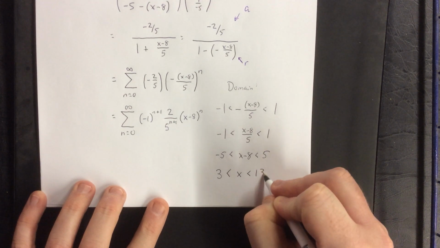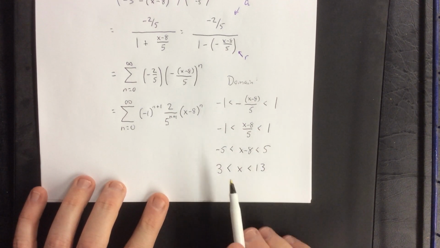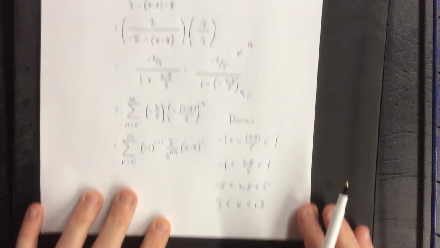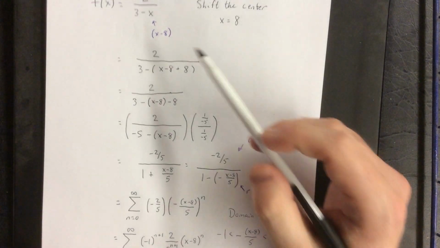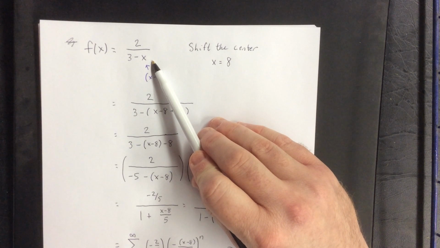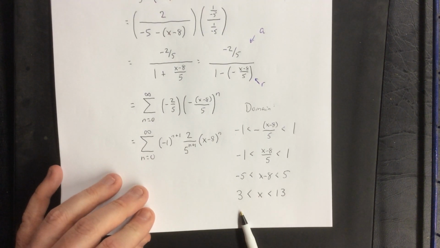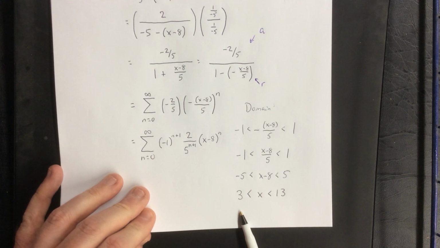Now it comes as no surprise to me that one of the endpoints is once again x equals 3. The reason that that's no surprise to me is due to the fact that, once again, x equals 3 was a domain issue of the original function. Therefore, a power series representation really shouldn't cross the vertical asymptote that occurs at that domain issue.